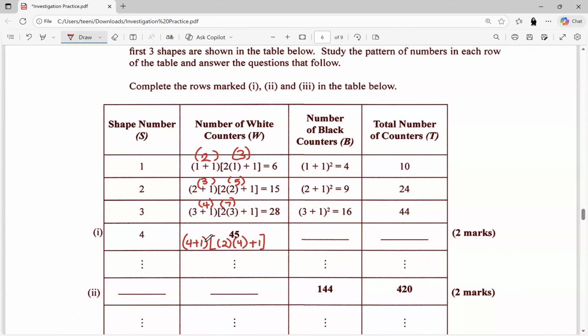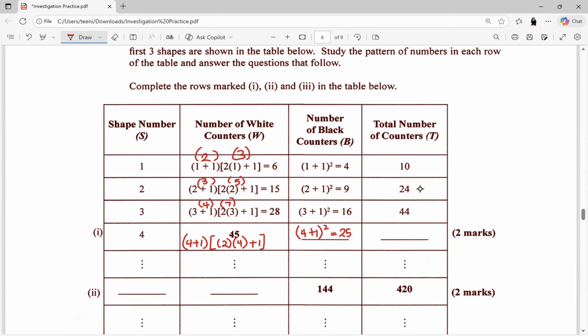Yeah, so this would be 4 plus 1, which is 5. 2 times 4 is 8, plus 1 is 9. So 5 times 9 is 45. So there we go, right? And then the number of black counters is found by the shape number plus 1 all to be squared. So it'll be 4 plus 1, which is 5, all to be squared, which is 25. Because 4 plus 1 is 5, and 5 squared is 25.